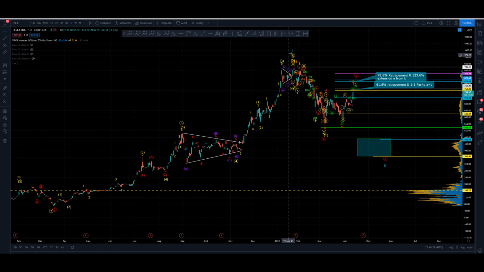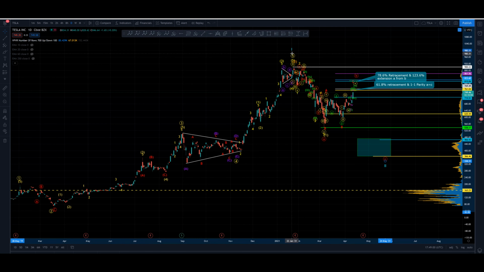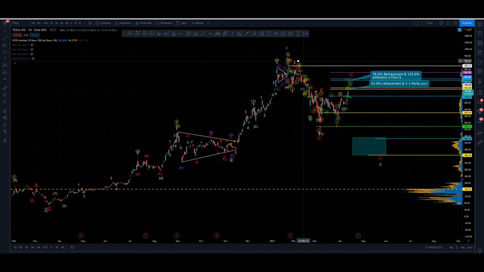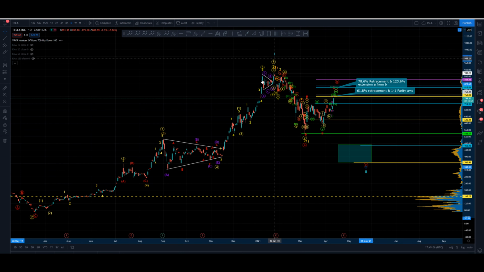5 waves into the cyclical top I've got marked as a cycle wave 1. It could be a cycle wave 3, I don't know. Either way, I'm happy to label it 1 because we have a reaction from the top and a 5 wave move down, and now we're working on a 3 wave move back.